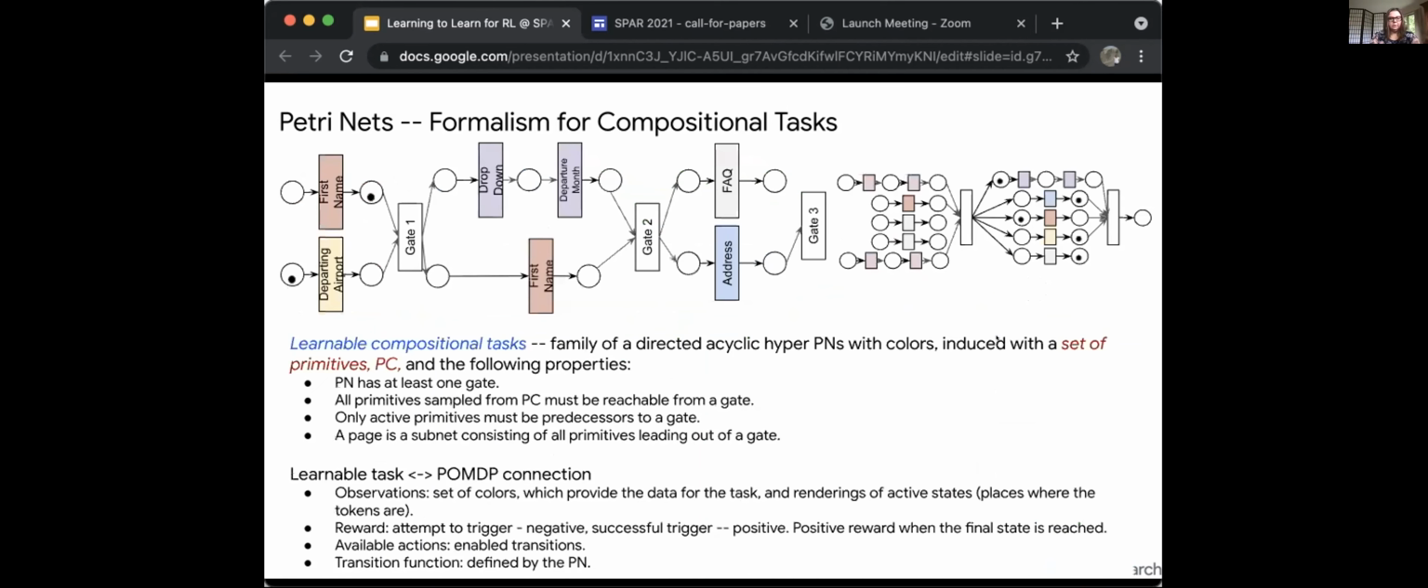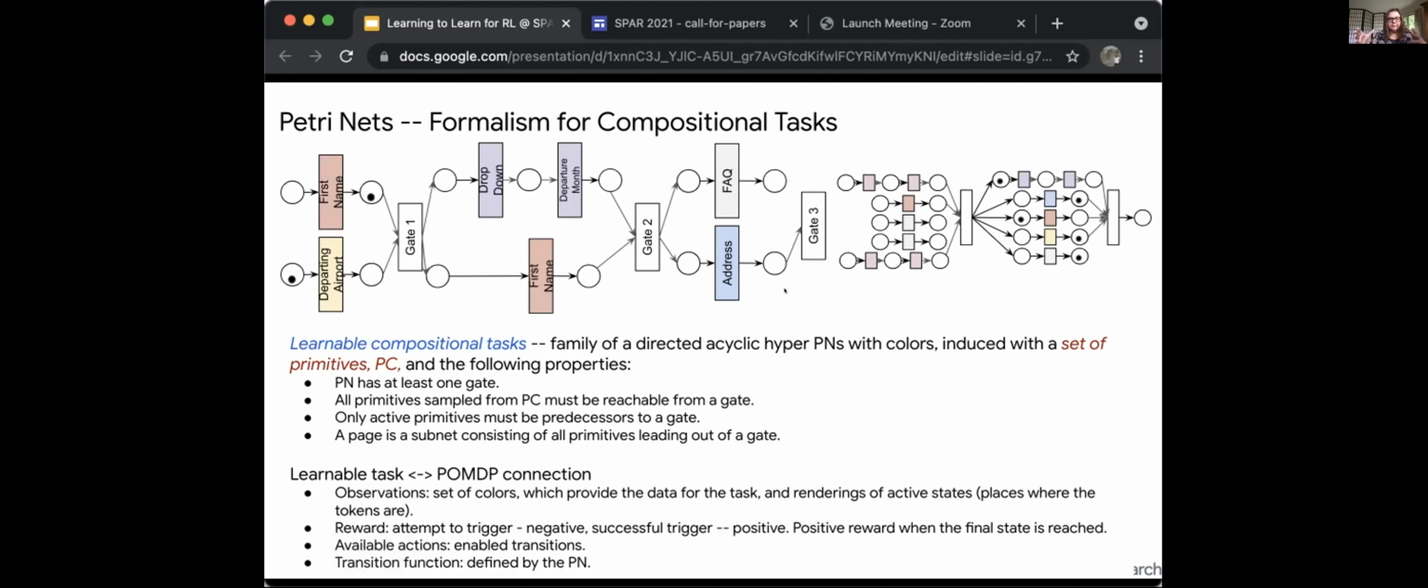So how do we go about that? We define learnable compositional tasks with this family of directed acyclic hyper Petri nets with colors that are induced with a given set of primitives. This given set of primitives: the first name, last name, drop down, whatnot. And basically they consist of pages with series of gates. This would be your rooms, right? Or the pages, and things that need to happen on every single page.